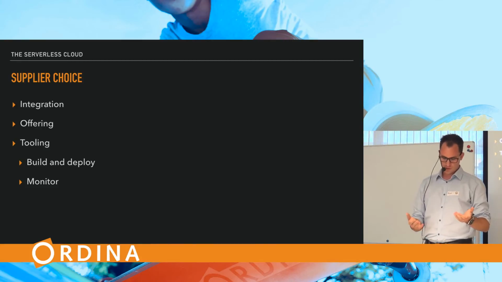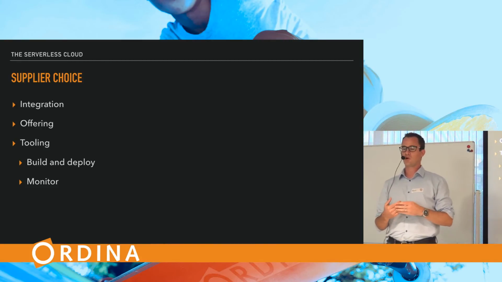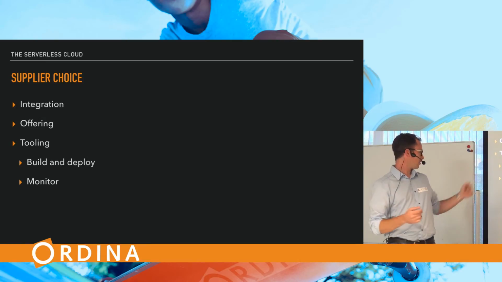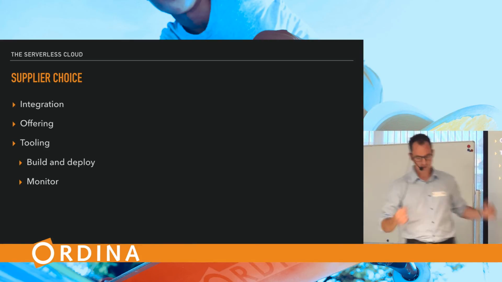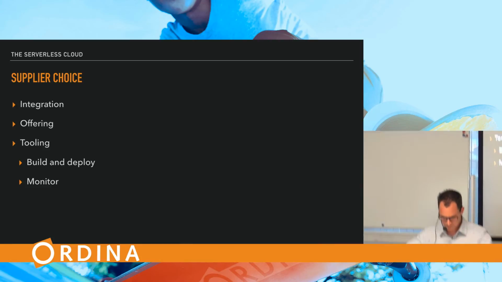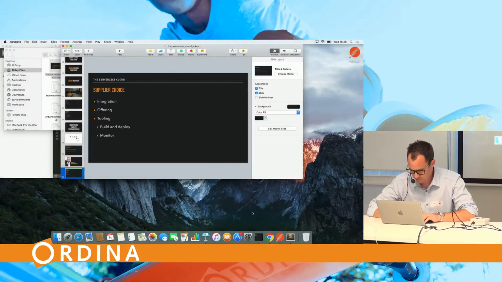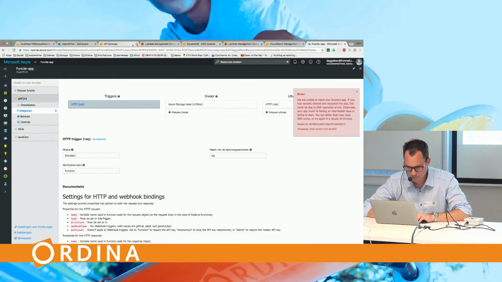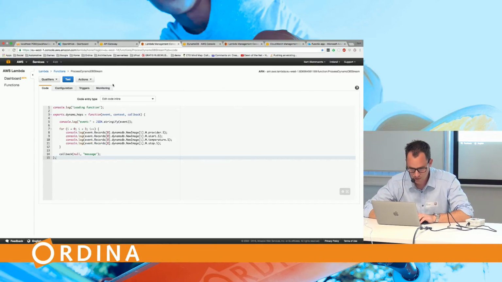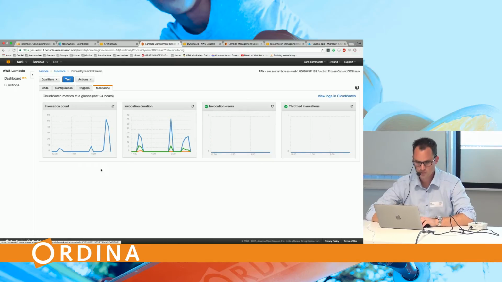Then also regarding tooling, build and deployment, monitoring, maybe I can show that also in a bit. Most of the suppliers have monitoring tools, and most of them are not really that good. Let me show you. For example, we'll start with the most famous one of all, which is AWS. If you look at the monitoring, this is what you get.